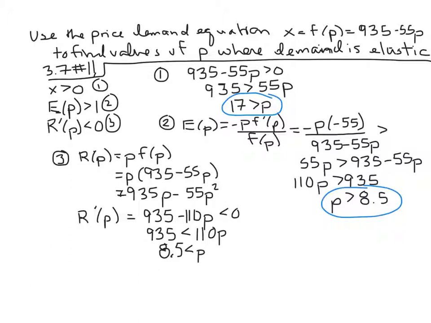And so now if we put these two things together, you have to pay attention to which way this is faced. So P has to be bigger than 8.5 and less than 17 when we put together those two different inequalities that we got. And that would be our answer.